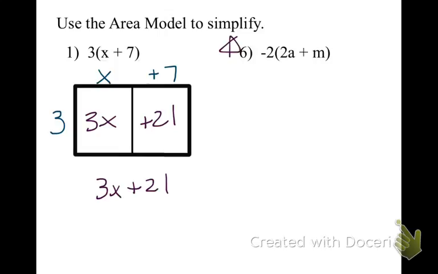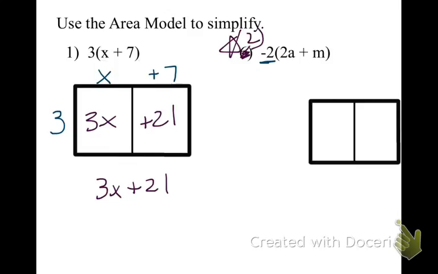Now on your own, go and try to solve number 2, not number 6, number 2. So I have a negative 2 out in front, so my negative 2 goes out in front. 2a goes right below. So I have my 2a, then I have a positive m, so I do plus m.